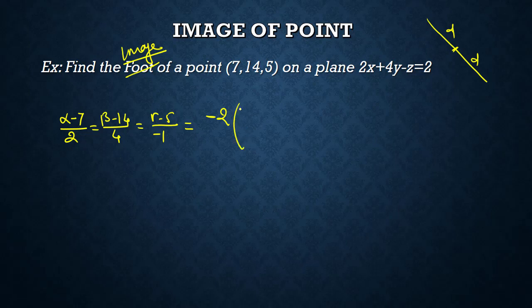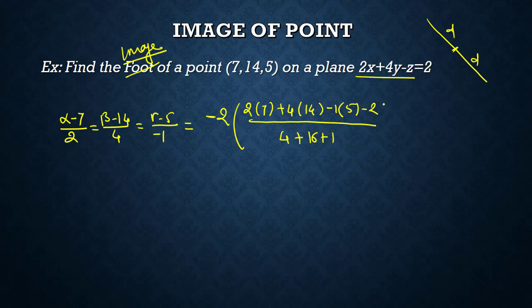It is into, what is the equation of the plane? It is 2 into 7 plus 4 into 14 plus, sorry, it is minus 1 into 5 and minus 2, whole divided by 2 square, which is 4, plus 16 plus 1. So the only difference between the previous and this question is this. In the previous case you had plus 1 here and in this case you have 2. That's it. Everything remains the same.